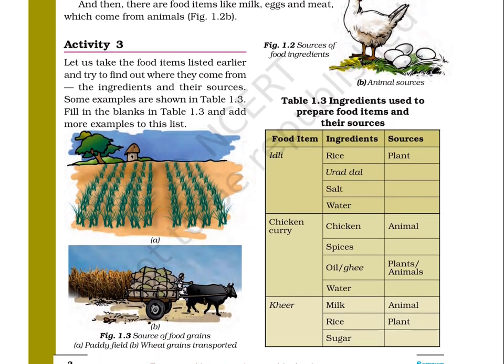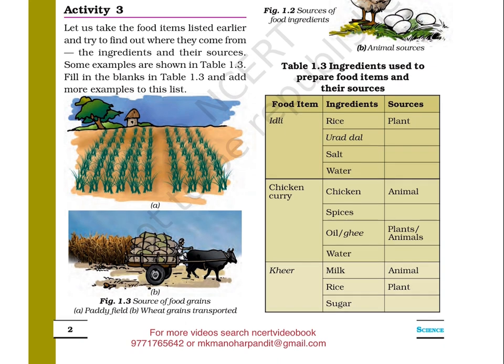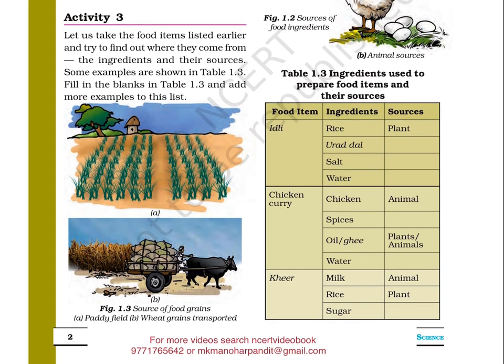Activity 3. Let us take the food items listed earlier and try to find out where they come from, the ingredients and their sources. Some examples are shown in Table 1.3. Fill in the blanks in Table 1.3 and add more examples to this list. Table 1.3. Ingredients used to prepare food items and their sources. There are 3 columns. Column 1, food item. Column 2, ingredients. Column 3, sources.